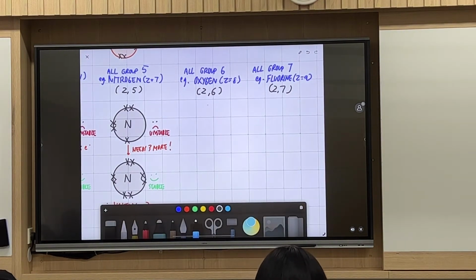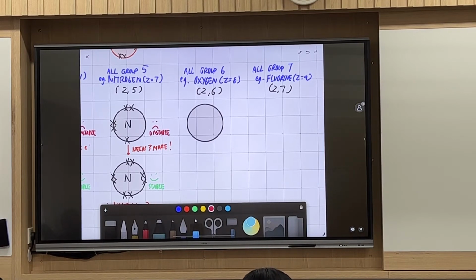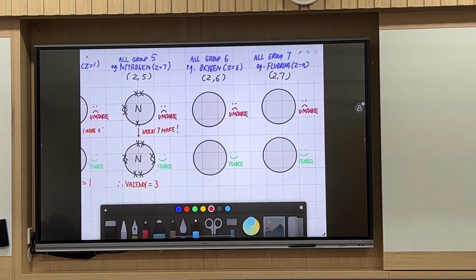So can you draw another 2 shell here? You can also draw a sad face here, showing that they are unstable. Yeah, and then we have a stable full shell at the bottom. Okay, so can you draw oxygen in here and fluorine in here and put back 6 and 7 respectively? Yeah, you see they are just 2 and 1 electron away from being stable. So this is why their valency are 2 and 1 respectively.